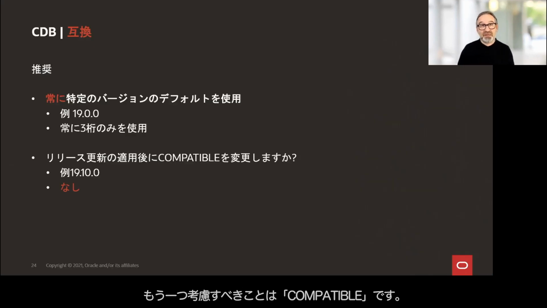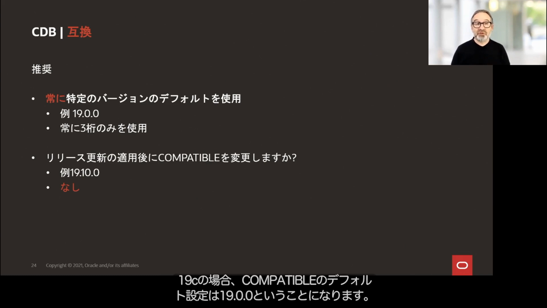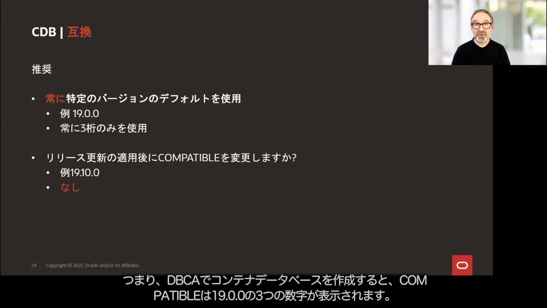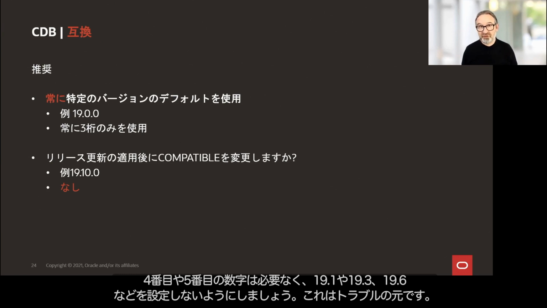Another thing to consider is compatible. Compatible should always be the default of the release. For 19c, that means the default compatible setting is 19.0.0. So when you create a container database with DBCA, it will have compatible 19.0.0. Three numbers, leave it like that. There's no need for a fourth or a fifth number, even though you could set it. And don't set 19.1 or 19.3 or 19.6 or whatever. That just gives you trouble.